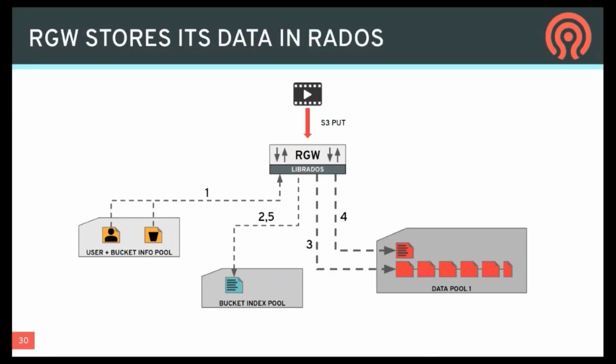So big picture, we're taking big S3 objects and we're striping them across RADOS objects. And we're doing this translation between the S3 model where you have users and buckets and enforcing that at the gateway.